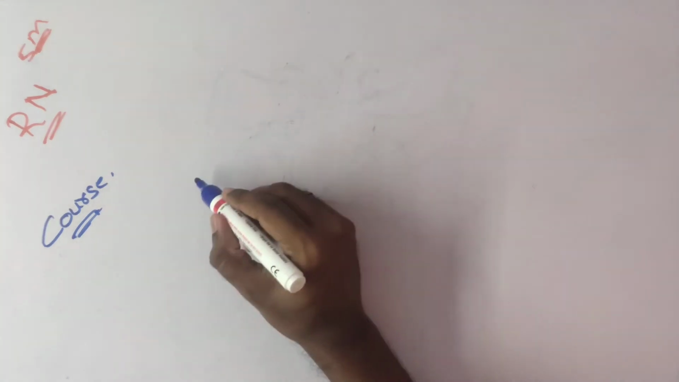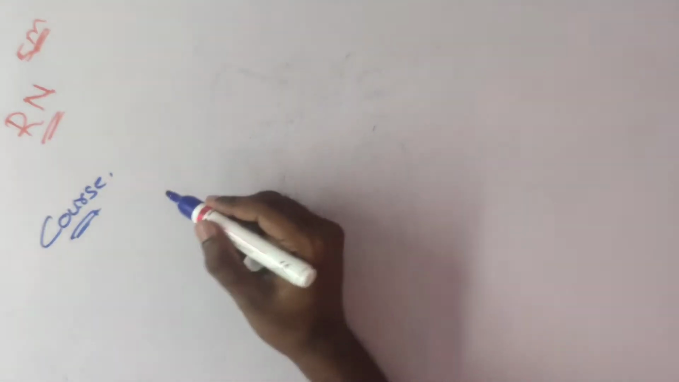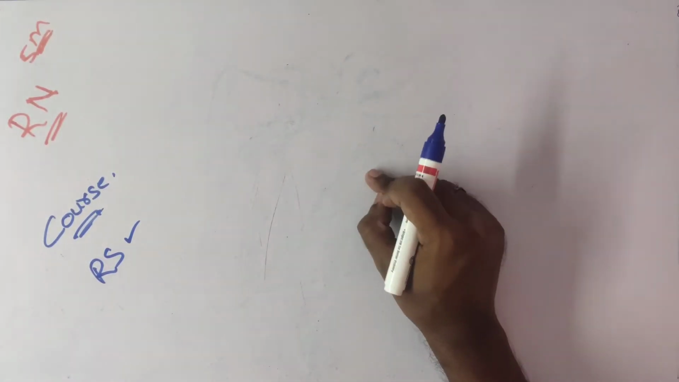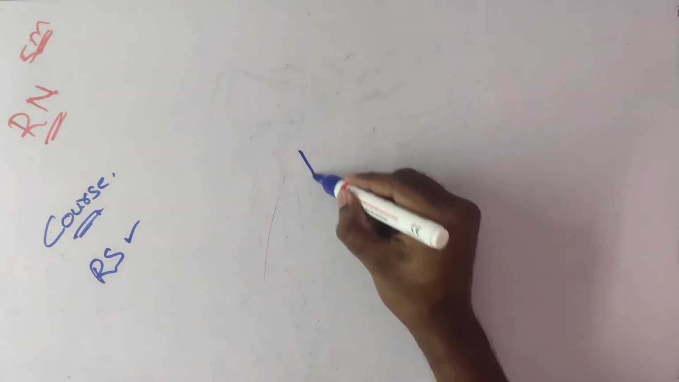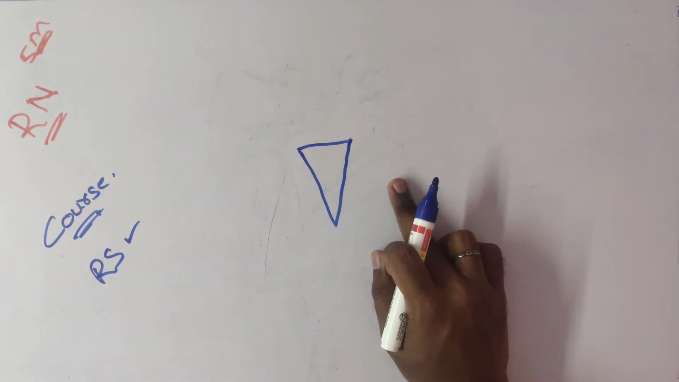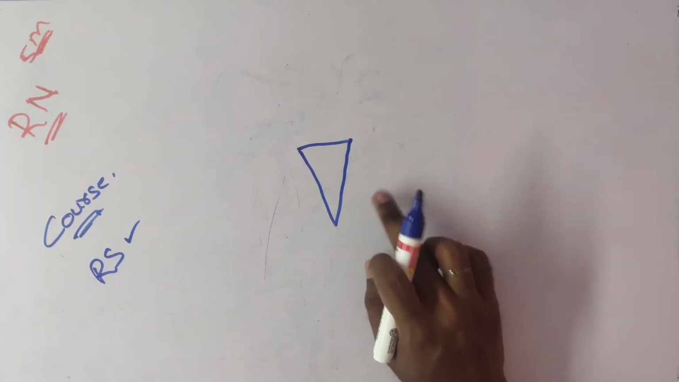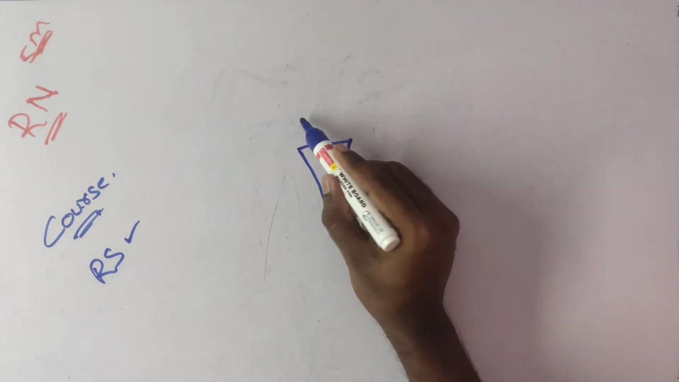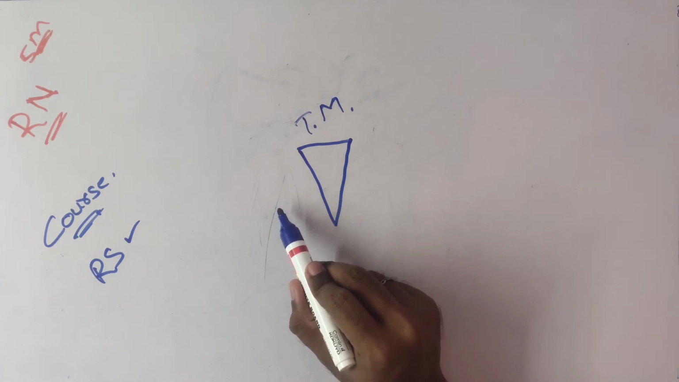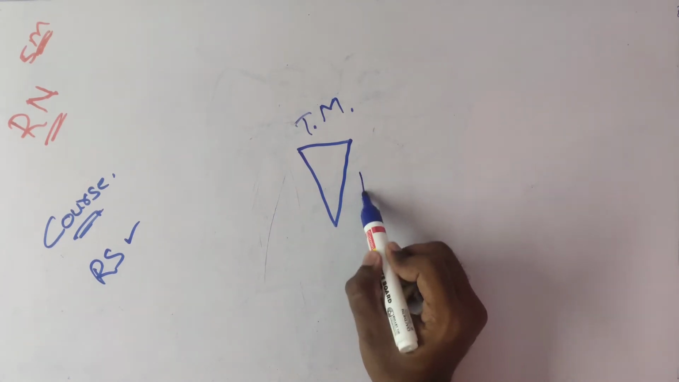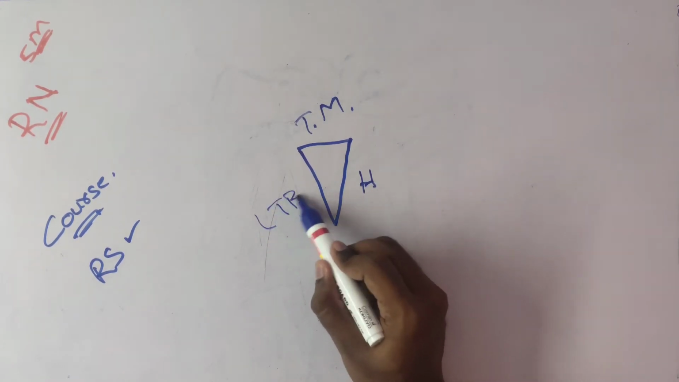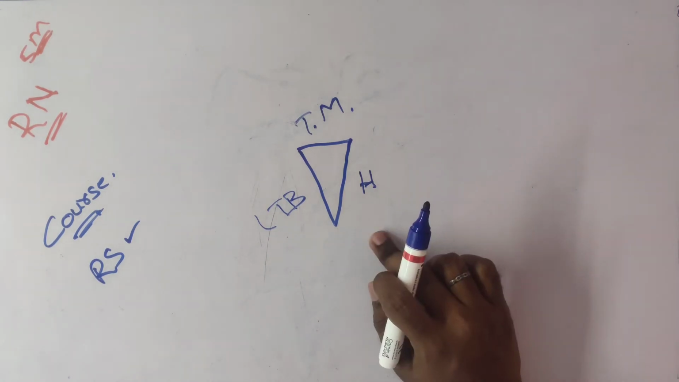And coming to the radial sulcus. Axilla is the first region and second region is radial sulcus. It enters into the radial sulcus through the lower triangular space. We already know the boundaries of this lower triangular space: superiorly there is lower border of teres major, at lateral side we have humerus, and at medial side long head of triceps brachii.